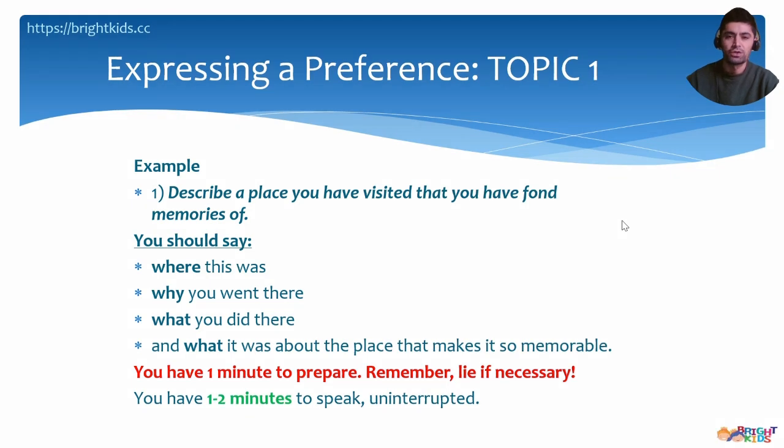We have a topic here, a part 2 question for expressing a preference. Now let's take a look at these questions. Describe a place you have visited that you have fond memories of. You should say where this was, why you went there, what you did there, and what it was about the place that makes it so memorable.